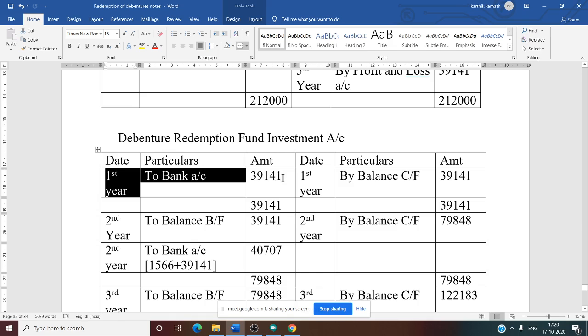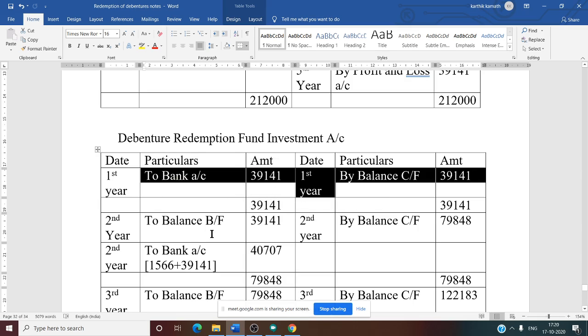To bank account 39,141. Why only 39,141? Because in the first year there is no interest. So that is why we are going to write only P&L appropriation amount. So that is the first year. Close the first year, no other entry in debenture redemption fund investment account. So close the first year.